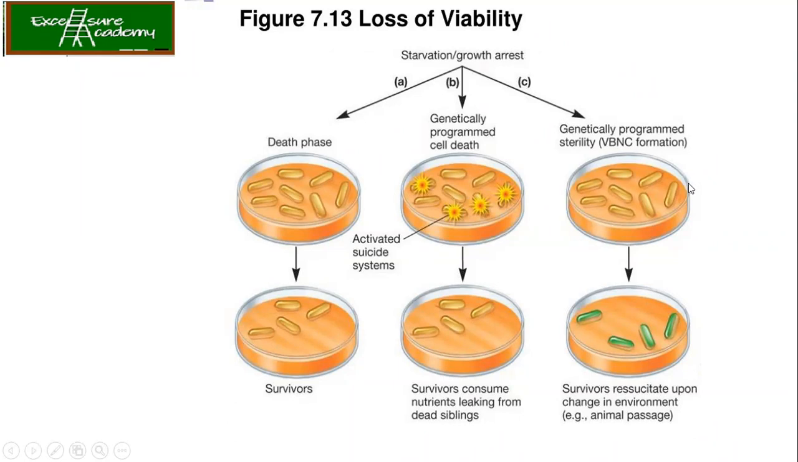Then we have genetically programmed sterility, or the viable base number of cells. Here, only the resistant bacteria are going to survive. Whenever there is a change in the media or any change in the environment, only that particular cell is going to survive. So this is how you can do the check in the lab. There are three different ways by which it can be done.